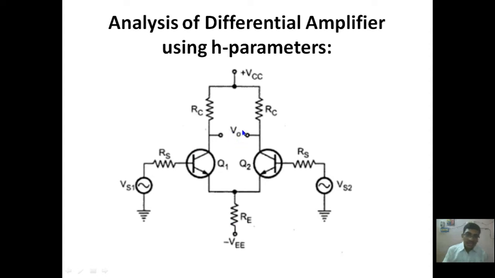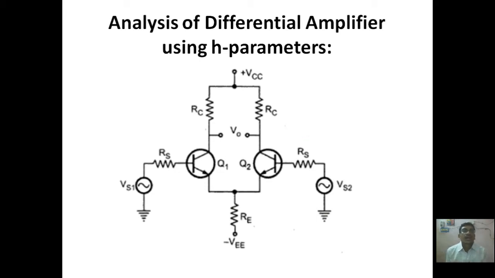Here the output is taken between the two collectors of our differential amplifier, from C1 and from C2, so we are taking the output voltage V0. This type of output is called a balanced output. If we take the output voltage across C1 or C2 with respect to ground, then that is called an unbalanced output.